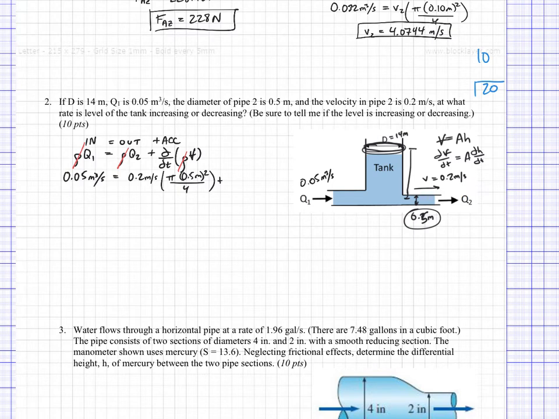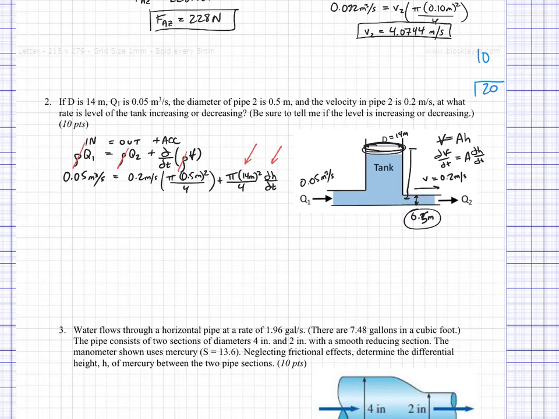So that's what I'm going to do. I've got the area of that top, which is going to be pi times 14 meters squared divided by 4. And then I'm going to be left with dH/dt. We'll notice this is really large by comparison to the other terms. So whatever's going to happen here, this thing's going to be really small, whatever it is. This is a really big tank, and we're filling it and raising it with very small numbers.